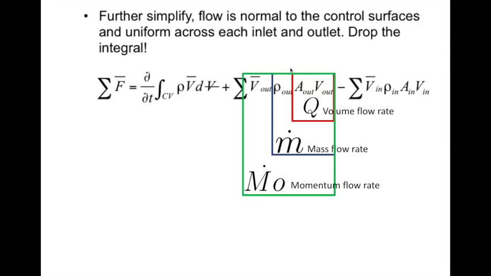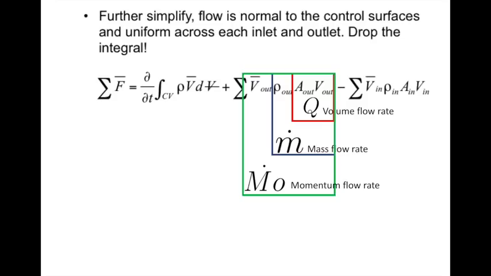These two summations represent the amount of momentum that is exiting our control volume, and this other term over here is the amount of momentum that is entering our control volume. And just a reminder that this unsteady term was how the momentum within our control volume is changing with respect to time, all balanced by the sum of the forces that are acting on our control volume.